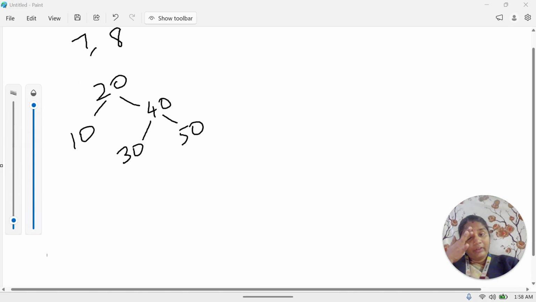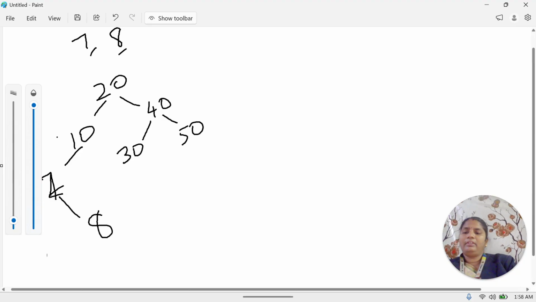Now following the above example we are going to try to insert elements 7 and 8. So 7 is less than 20 and also less than 10, so we need to insert it to the left of 10. Next we are going to insert 8. So 8 also is less than 20, less than 10, but greater than 7. So we are going to write that 8.